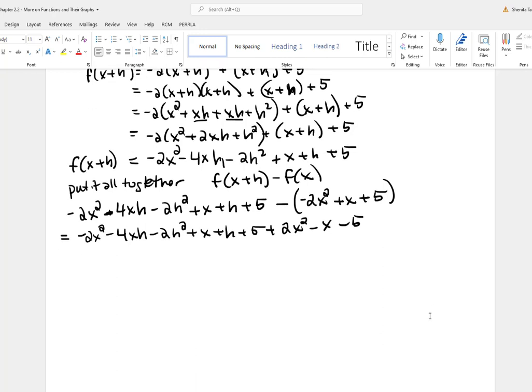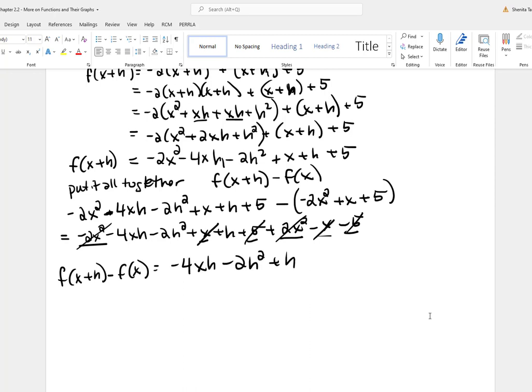So now let's see what we can cancel out. I have a -2x squared and a 2x squared. If I add these together, that's 0. I have an x and a -x. When I add these together, that's 0. I have a 5 and a -5. When I add these together, that's 0. So I simplified it. I don't think there's anything else I can cross out. I'm left with -4xh minus 2h squared plus h.